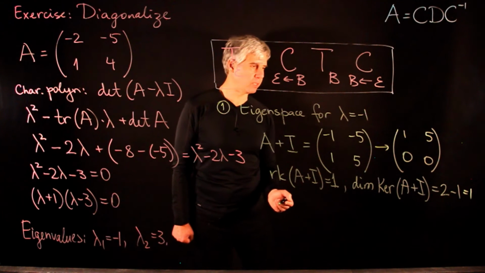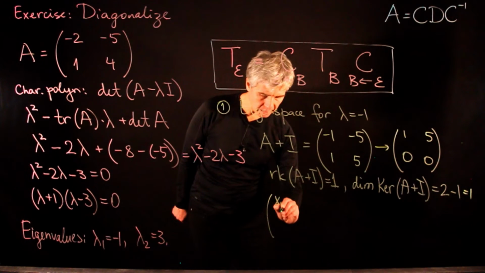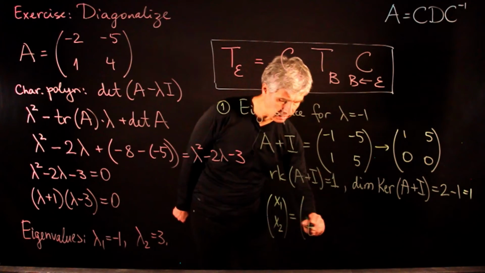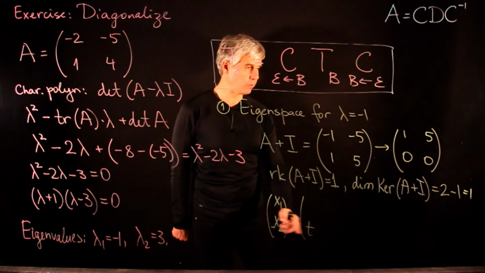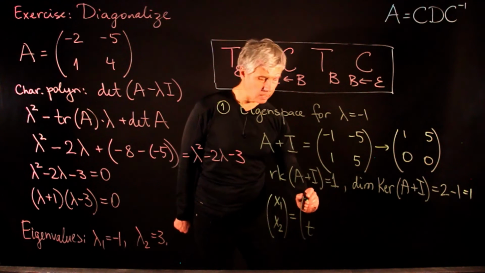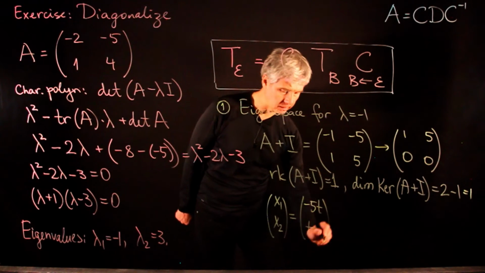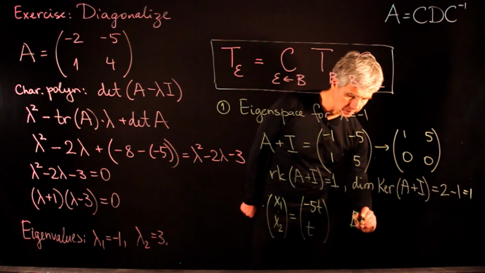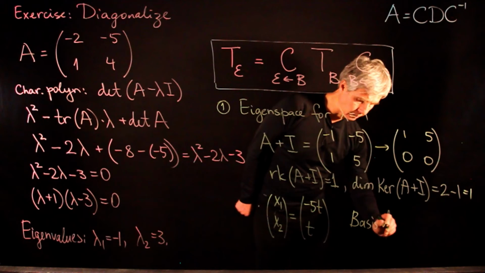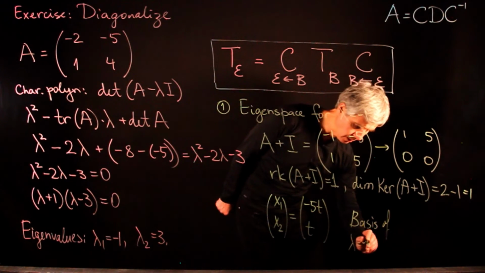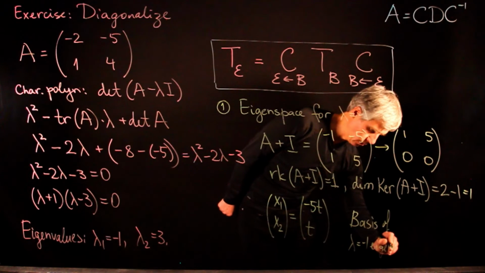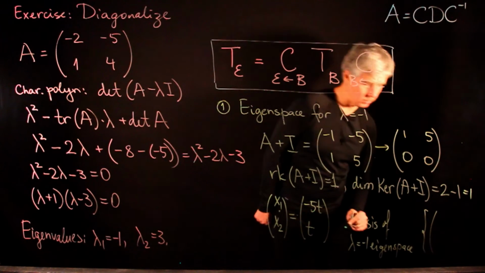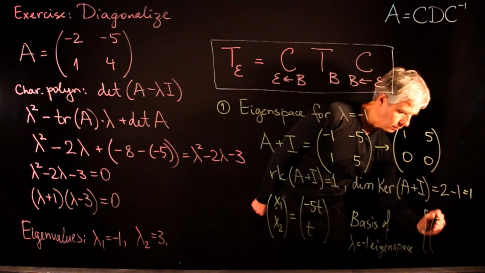Which tells us that there is a single eigenvector, or the basis of this eigenspace consists of a single eigenvector. So here, if we write down the general solution for the null space, we're going to use t as the value of the second variable, and then we get minus 5t as the value for the first, and then the basis of lambda equals -1 eigenspace is the following vector. So we'll have the vector -5, 1.